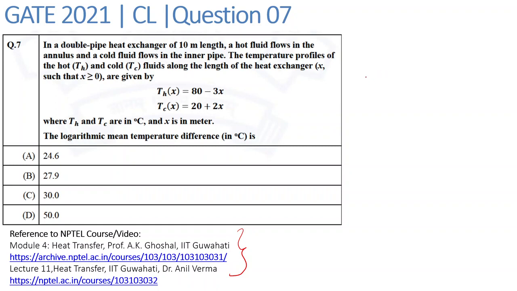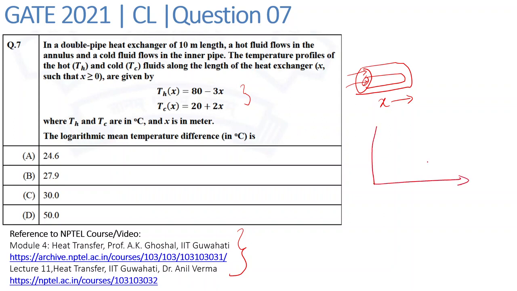So here we have been given a double pipe heat exchanger, and a hot fluid flows in the annulus. Annulus means on the outer side of this pipe, and the cold fluid flows on the inner side of this pipe. So the cold fluid flows from here, and we have been given the temperature profile along x. So this we can consider as x, and we have been asked to find the log mean temperature difference.